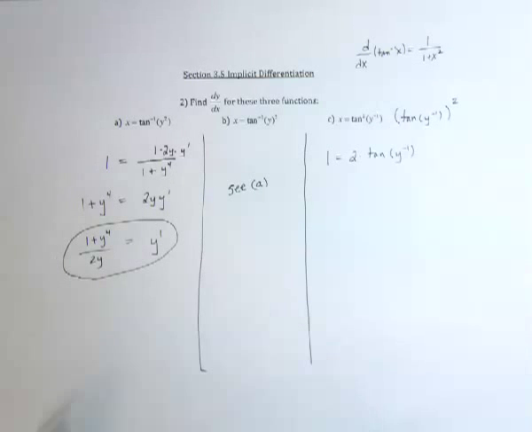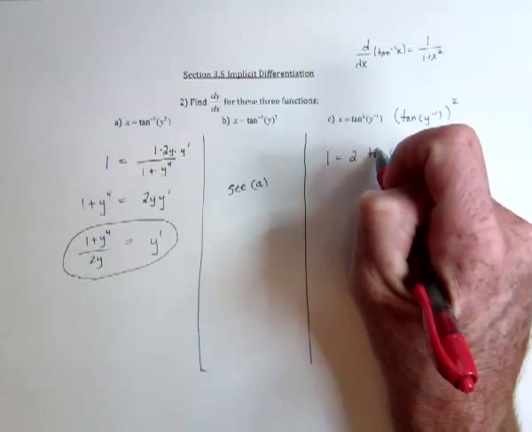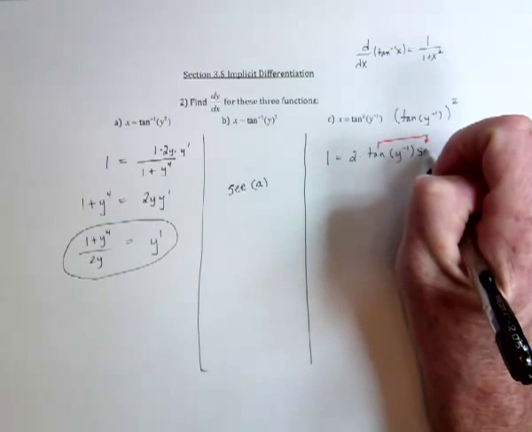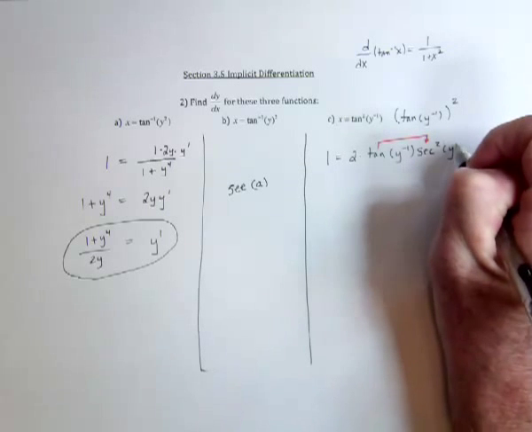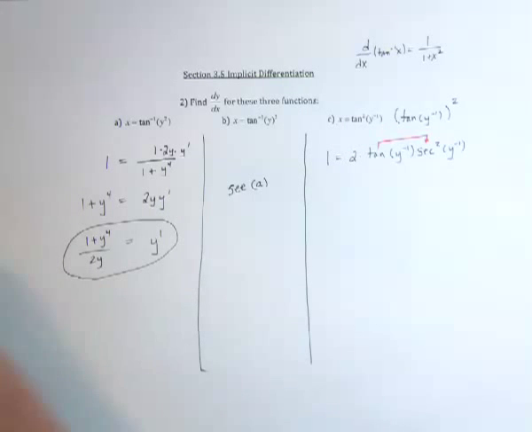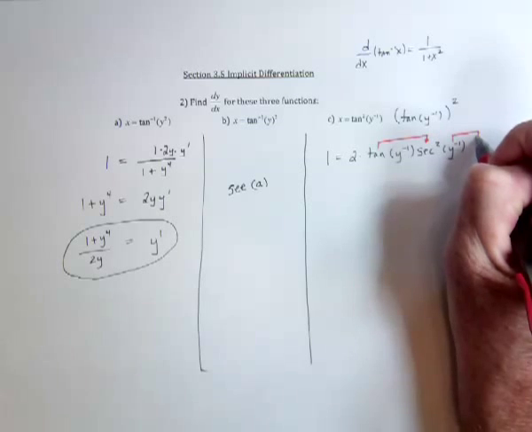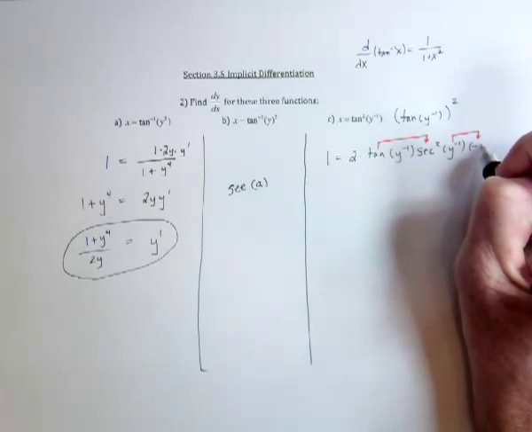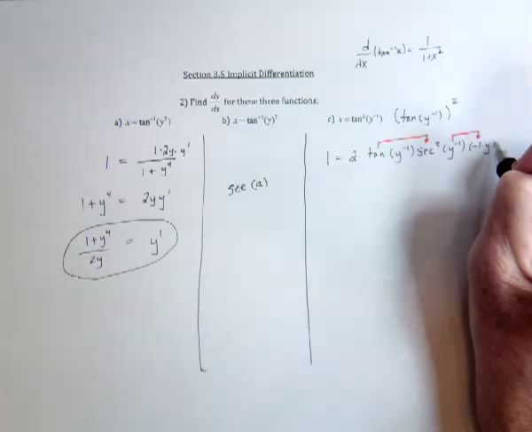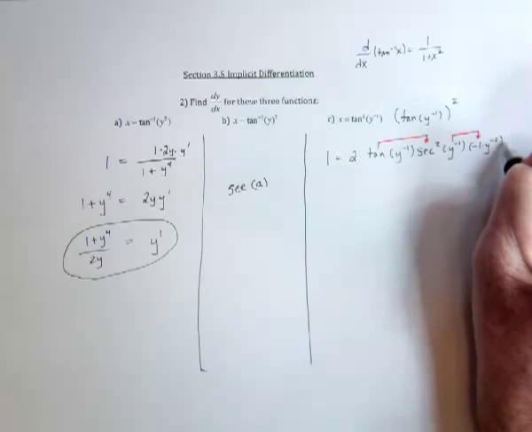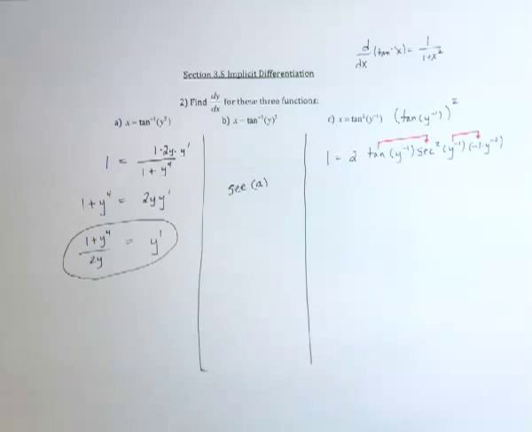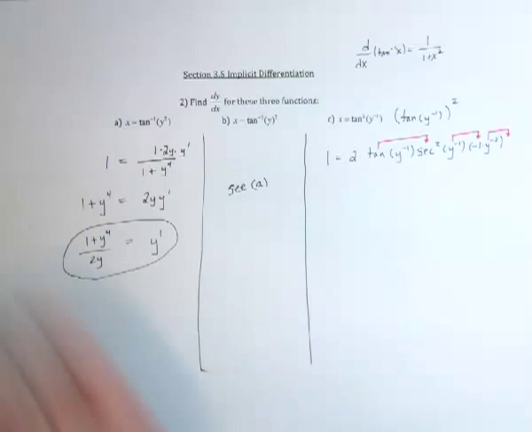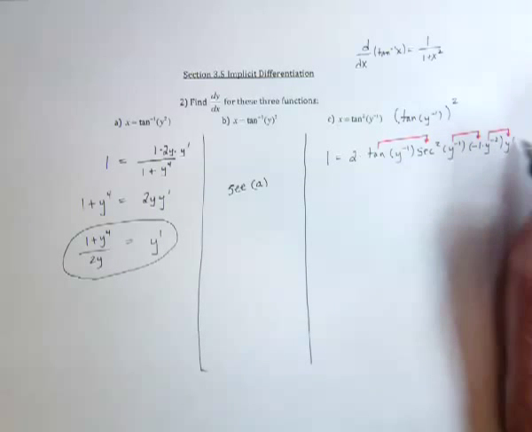Now the next innermost function is tangent, so we need to take the derivative of tangent. The derivative of tangent is secant squared. And then finally take the derivative of the function that's inside there, y to the negative 1. So that's going to be negative 1 gets brought down and multiplied with y, and then subtract 1 from the exponent, so it's to the negative 2. And then the innermost function there was a y, so we need to take the derivative of y, which is y prime.